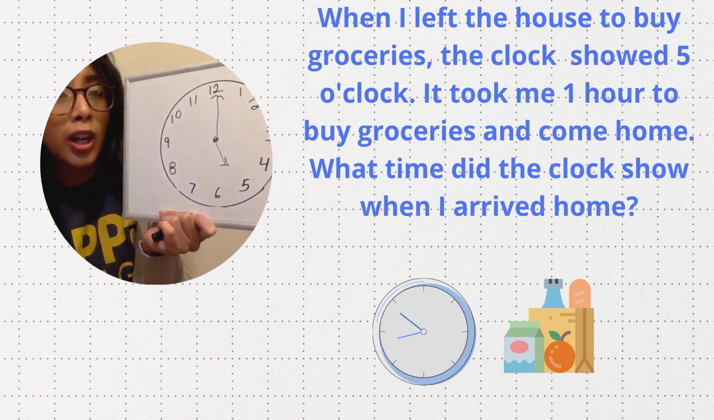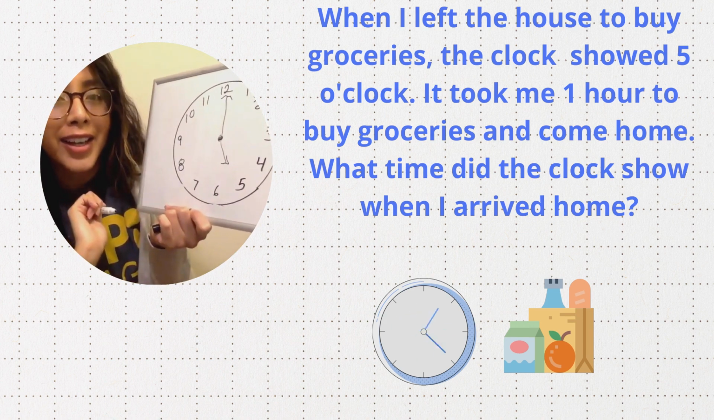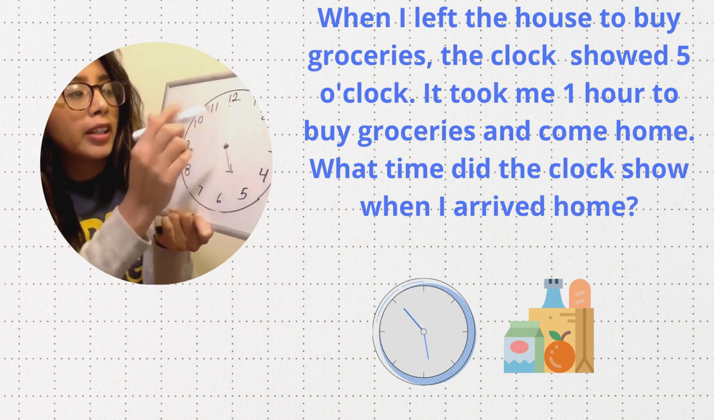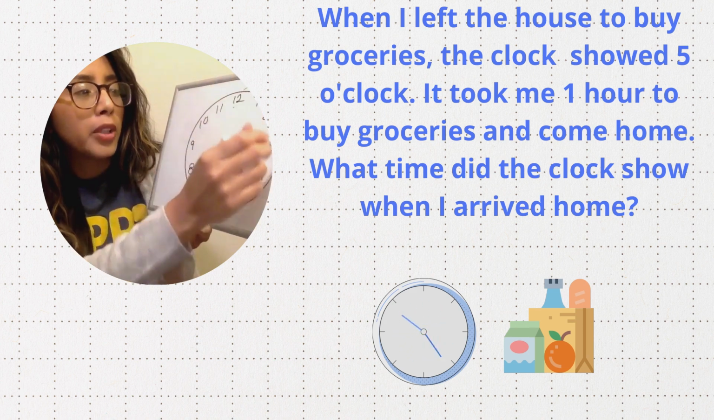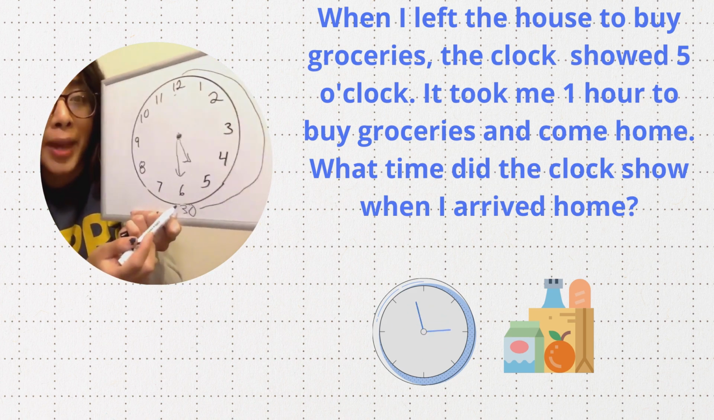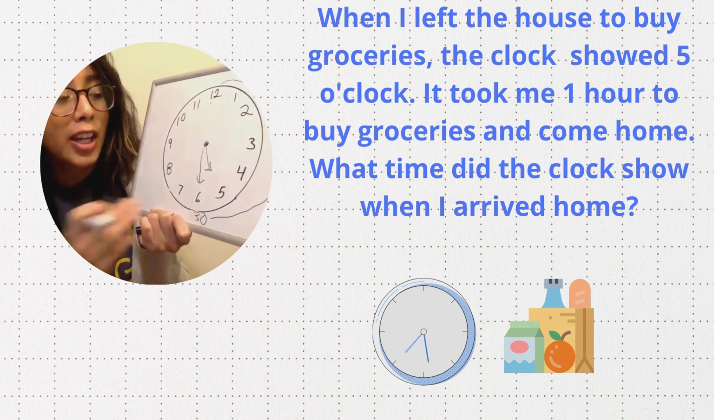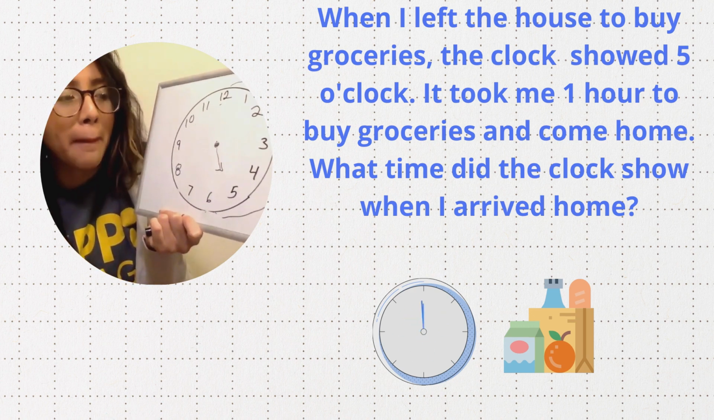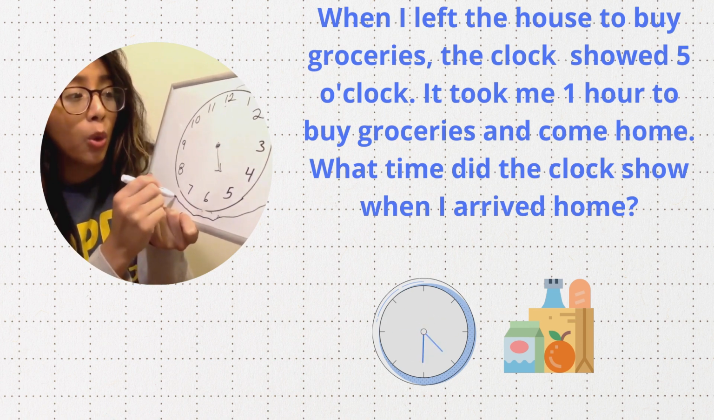So if we think about the clock, what it showed when I first left, it showed that it was 5 o'clock and it took me 1 hour. I wonder if we move our minute hand here, because remember we went from here to here. Does this show that 1 hour has passed? I don't think so. It only showed that 30 minutes have passed. So I can't say that I came home at 5:30. We have to keep moving that minute hand. Okay, so I know I took more than half an hour. I took a whole hour.